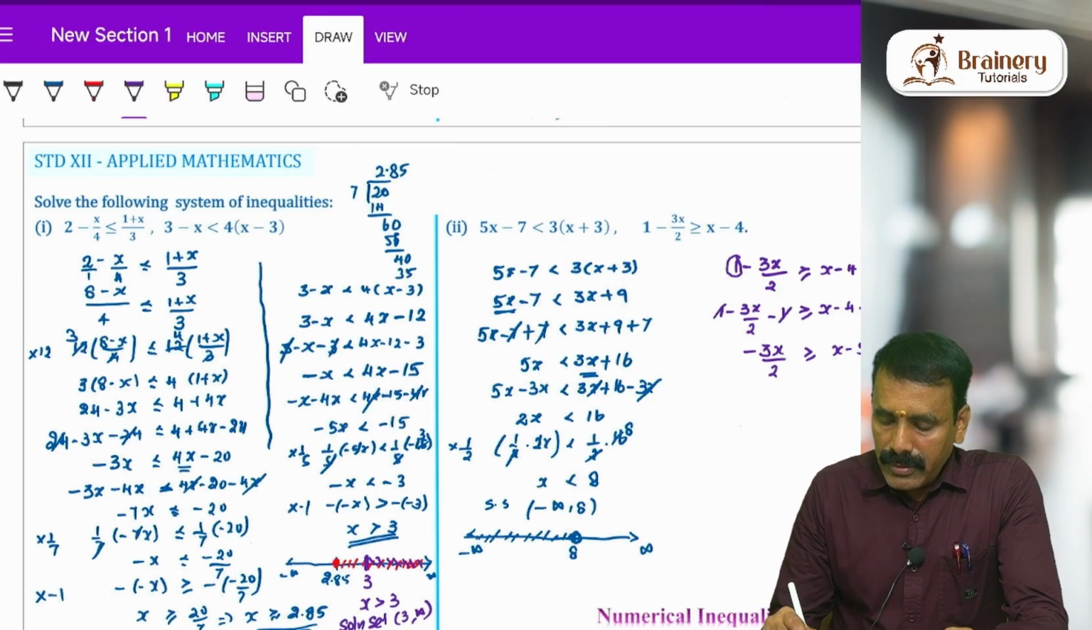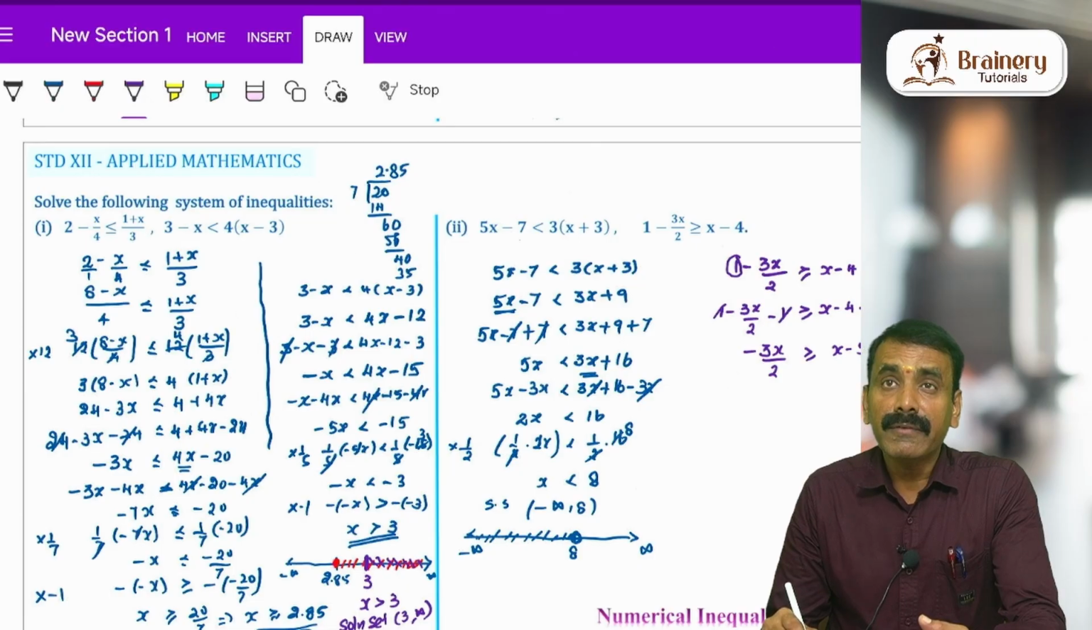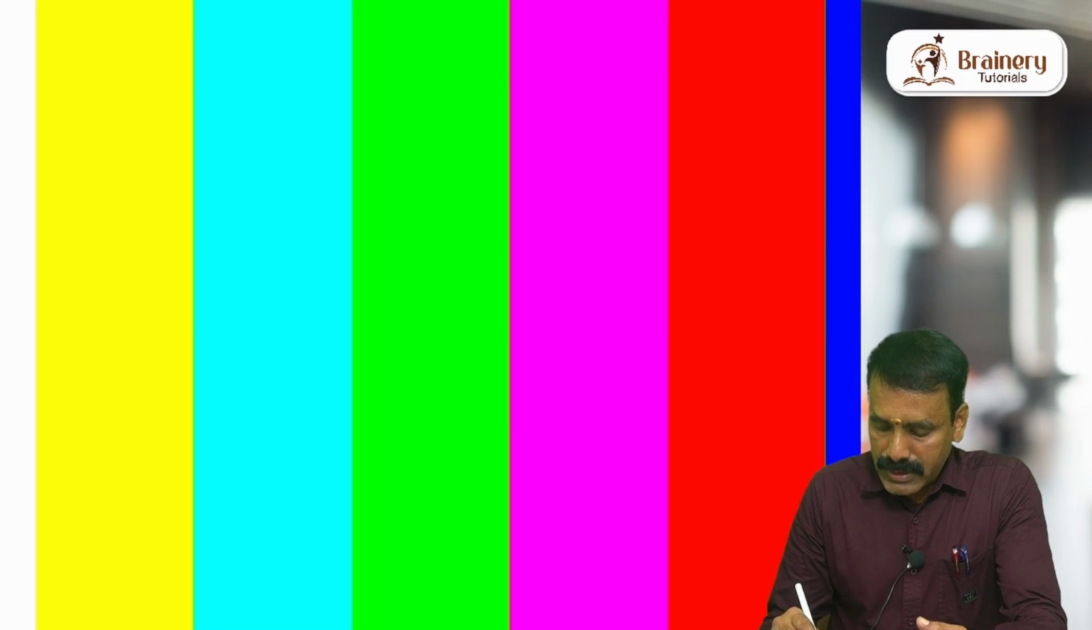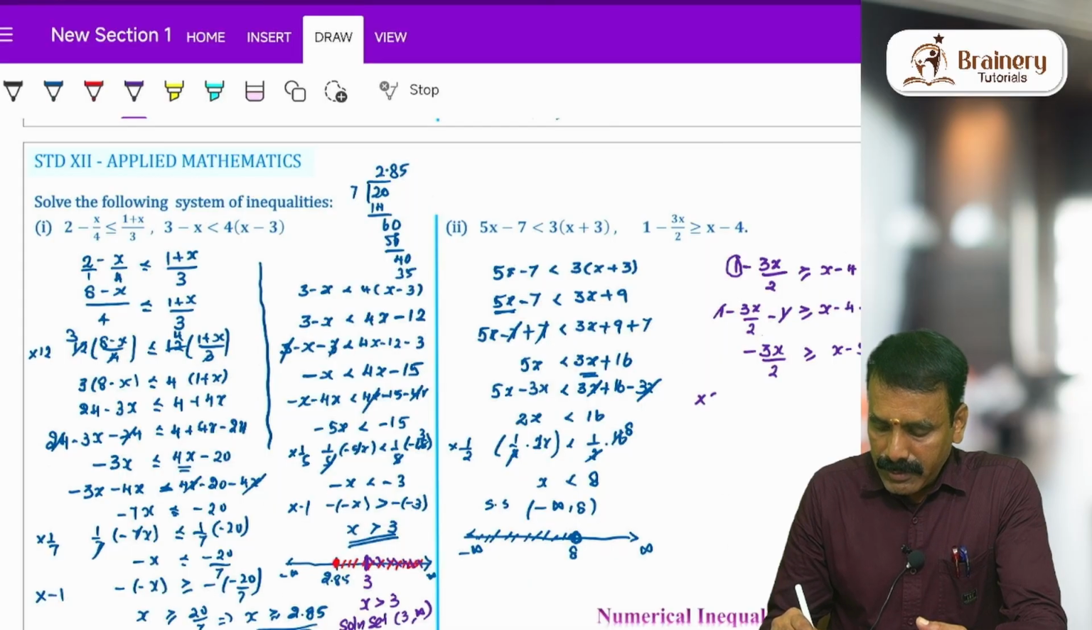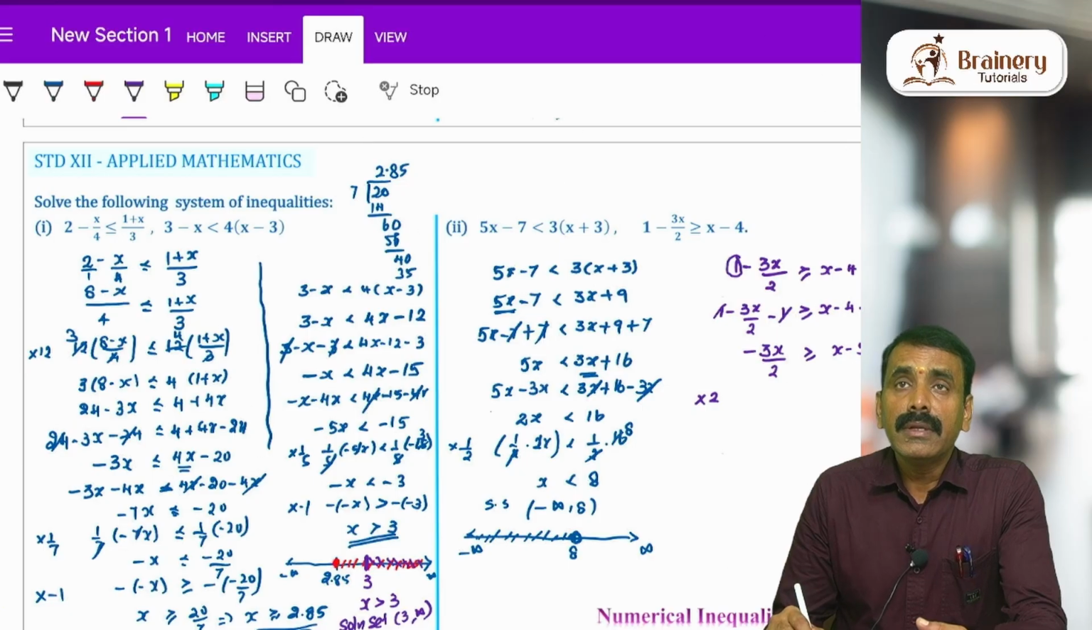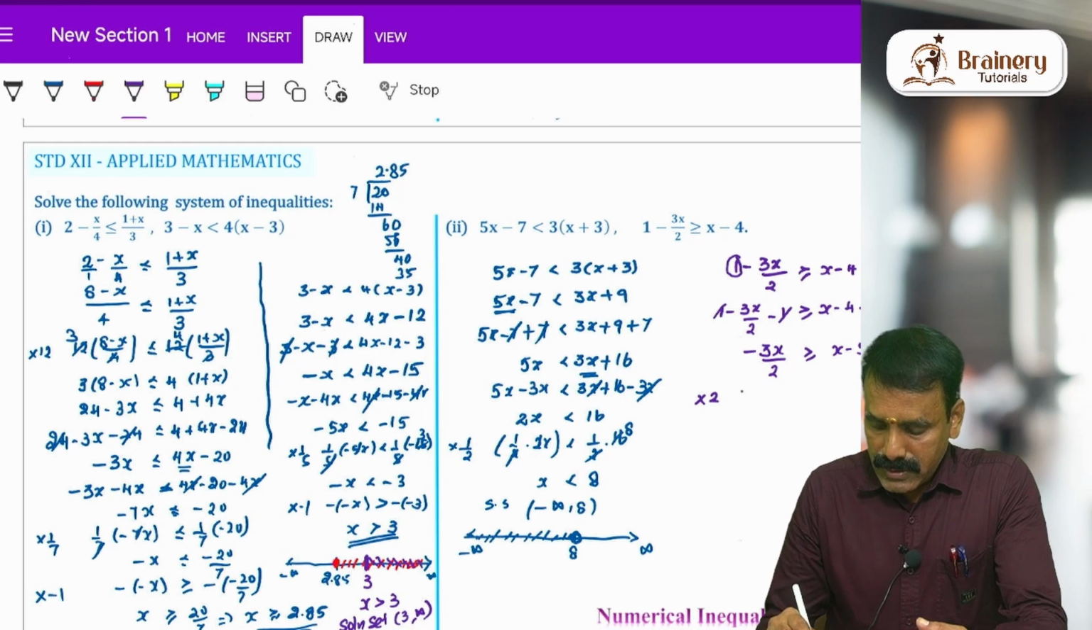Okay. Now I want to remove this 2 which is on the denominator of the left hand side. So I multiply by 2 on both sides. Why do we have to multiply by 2 on both sides? Because the multiplicative inverse of 1 by 2 is 2. So it is 2 into minus 3x by 2 is greater than or equal to 2 into x minus 5. So 2 cancels.